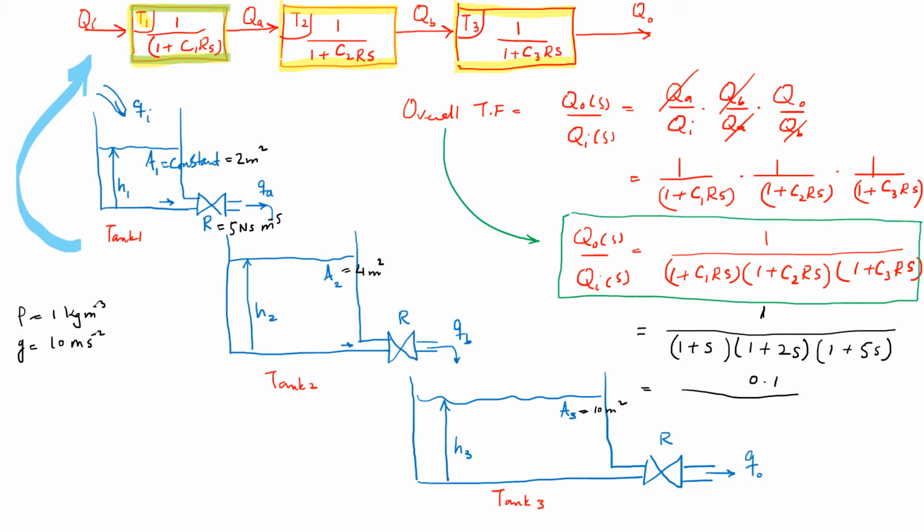0.1 over s plus 1, and you have s plus 0.5, and then you have s plus 0.2. So at this particular stage we have this expression which we are going to use in order to see how the output is going to be modeled. So let's do that in the next slide.